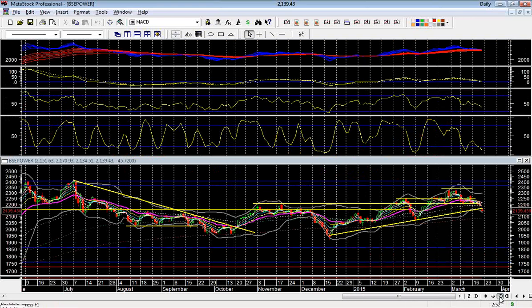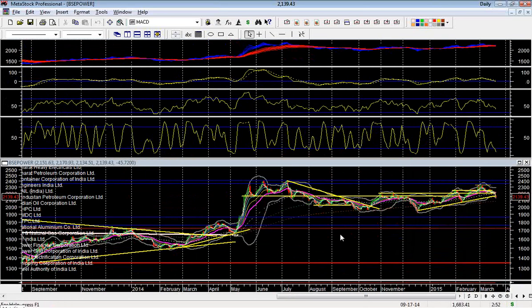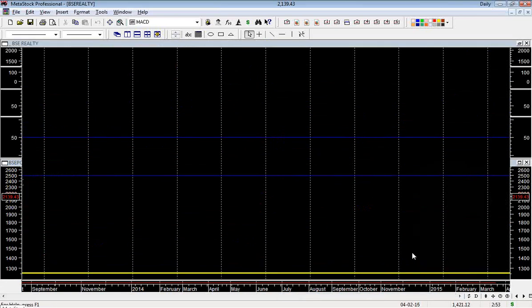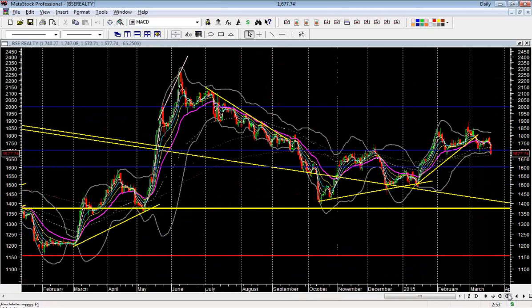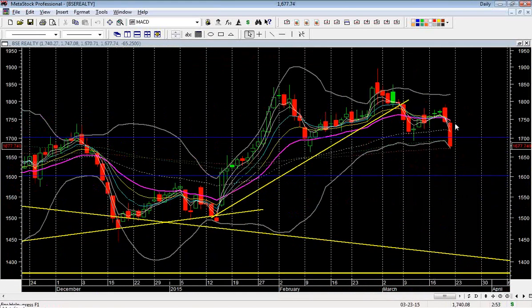In the very long term, however, over let's say the last mid of 2014 to now, almost 8-9 months, net it's really not done much, the BSE Power side. BSE Realty, so clearly trend lines being broken, big drop on Friday at the 200-day moving average, and once that breaks, then 1600, most probably DLF will be the culprit here.